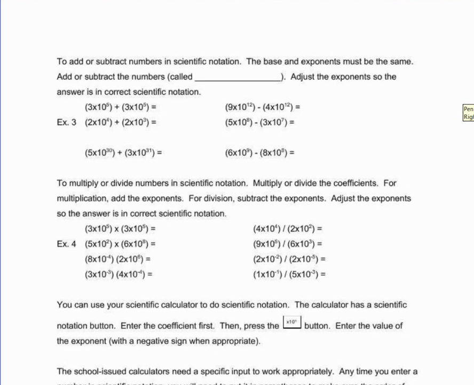Hi class, welcome back. This is Unit 2, Analyzing Data. This is the second video. So in this video, I am talking about scientific notation. Specifically, we are talking about adding or subtracting in scientific notation, and later multiplying and dividing.